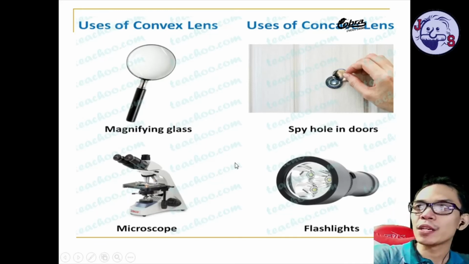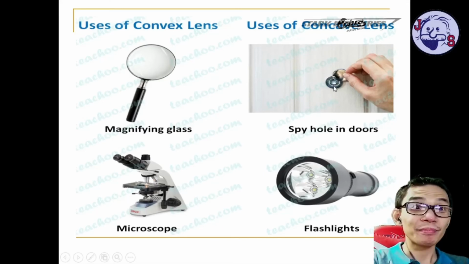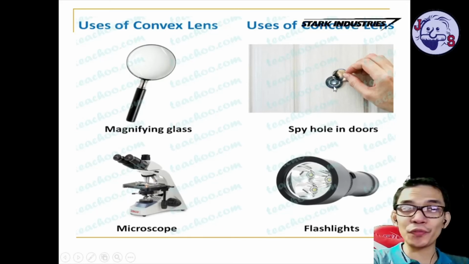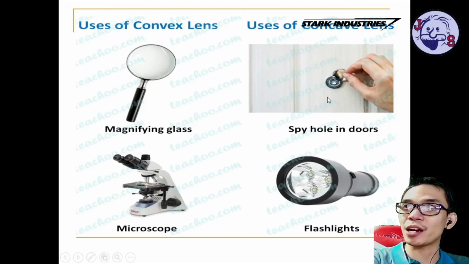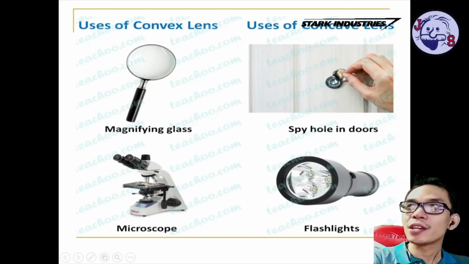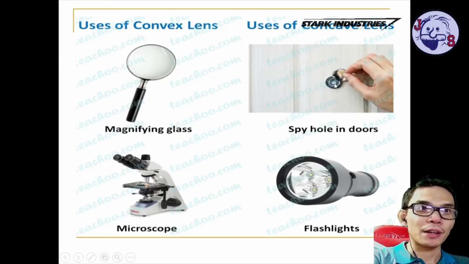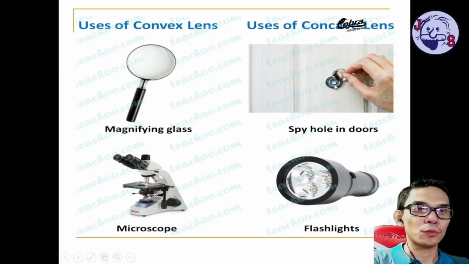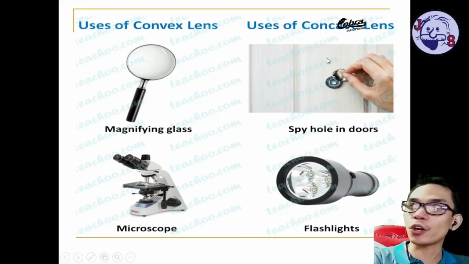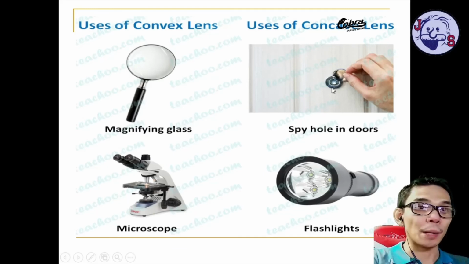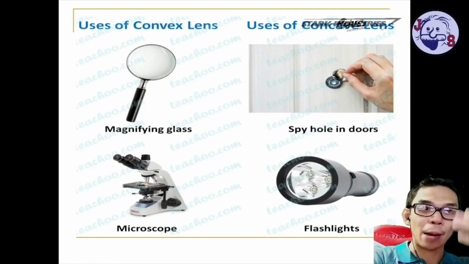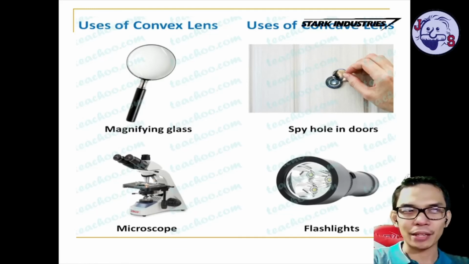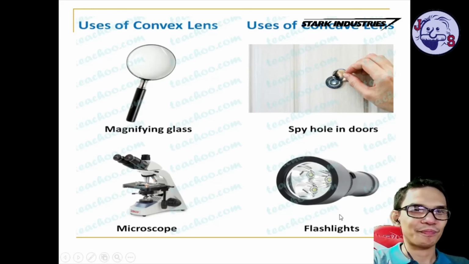Next one, spy hole doors. Remember, if you watch a movie, and someone wants to know who is knocking on the door on the other side, there is a spy lens. There's a spy lens that you have right here in which you can look at whoever is on the other side of the door. Again, this is a concave lens, so that is why the person on the other side appears upright.